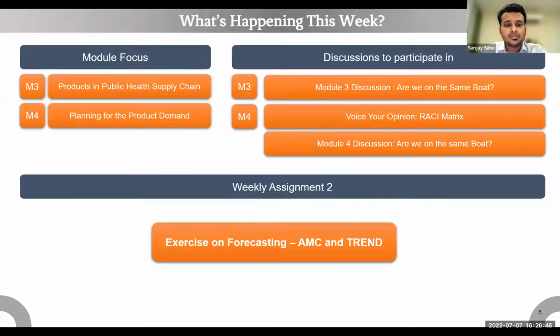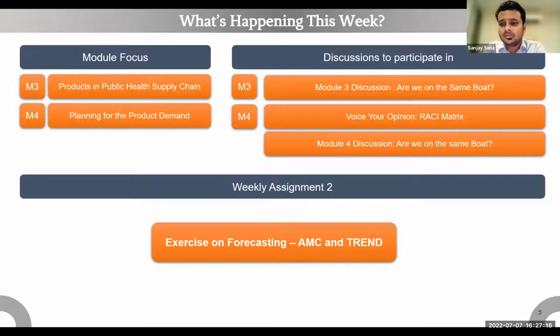Okay, so moving on, like I was saying, two modules this week, products in public health supply chain, which is also talking about product selection. How do you select which products to select for your supply chain? And then once you select them, how to plan for the demand. There's an interesting discussion about RACI. I've heard some people talking about how they have been using RACI in some other places, but not for quantification.